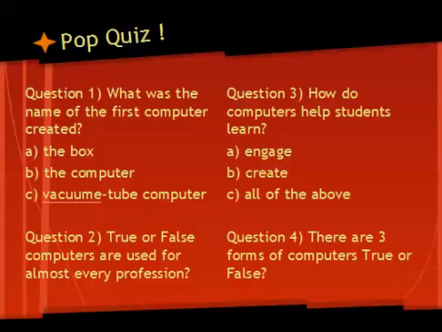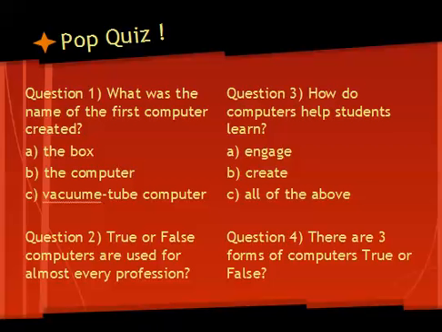First question: what was the name of the first computer created? A, the box, B, the computer, or C, the vacuum? Question number 2. True or false? Computers are used for almost every profession. Question number 3. How do computers help students learn? A, engage, B, create, or C, all of the above?